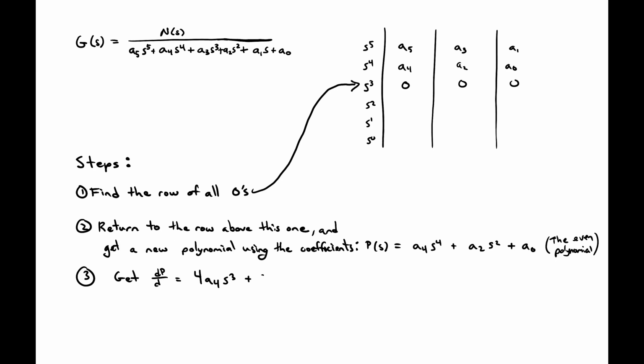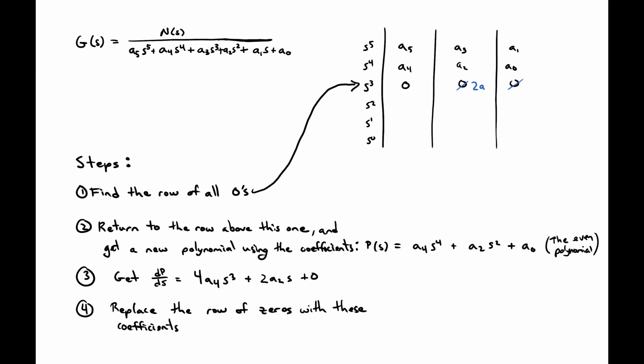After we do that, we're going to get the derivative of this with respect to s, right? Which in this case is 4a4 s cubed plus 2a2 s plus 0. Now that we have this polynomial, take its coefficients and replace this row of zeros with that. So the 4a4 is going to replace that first zero in the first column. The 2a2 is going to replace that second zero, and the third zero is actually still going to be a 0 in this case. Step number 5 is we're going to just build our table as normal from there, as we always would, and fill out all the other entries.